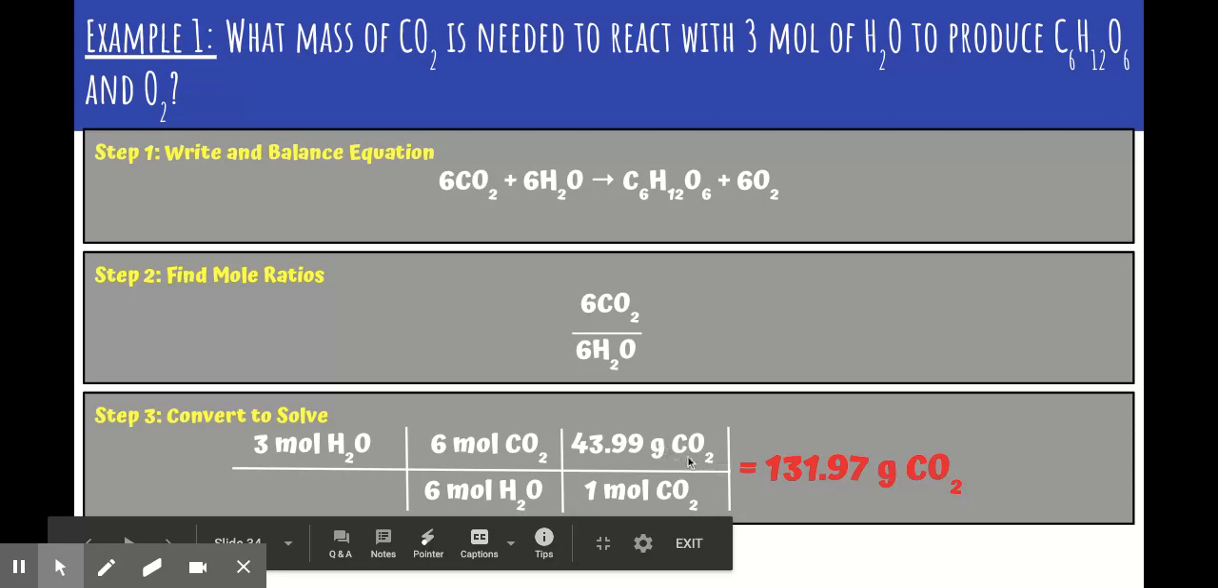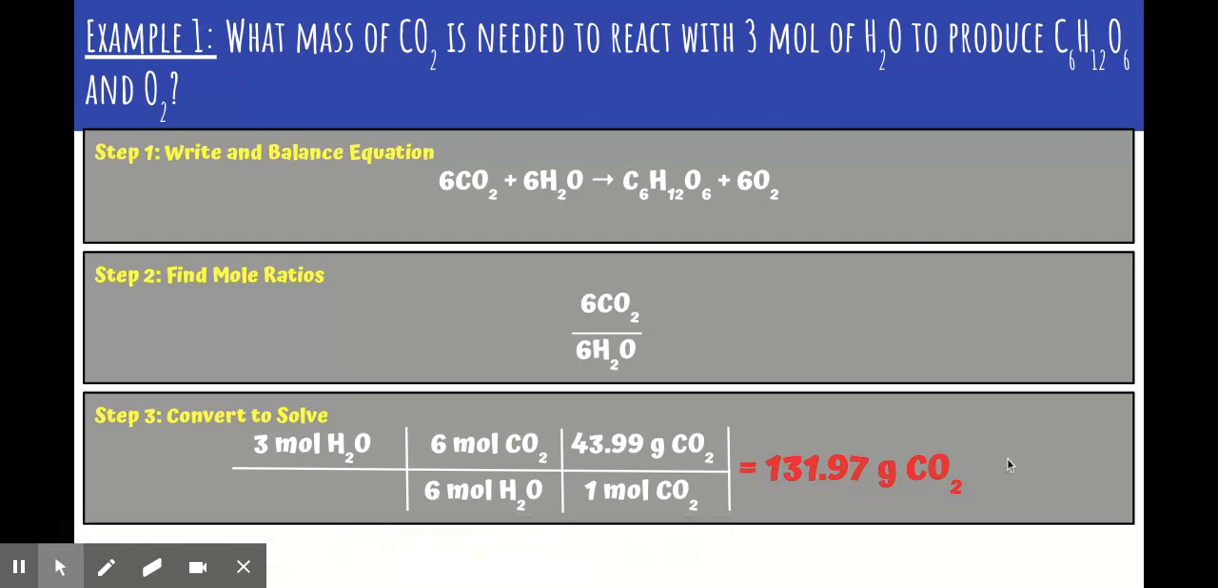So again, we're just adding these up from your periodic table. You'd have the mass of carbon plus the mass of 2 oxygens to get a total of 43.99 grams. So at this point, the moles of carbon dioxide would have canceled. We're left with grams of carbon dioxide, which is what we need. So we're done with the dimensional analysis. You just have to solve it. So you'd have 3 times 6 times 43.99 divided by the 6 times 1. So that should give you 131.97 grams of carbon dioxide.